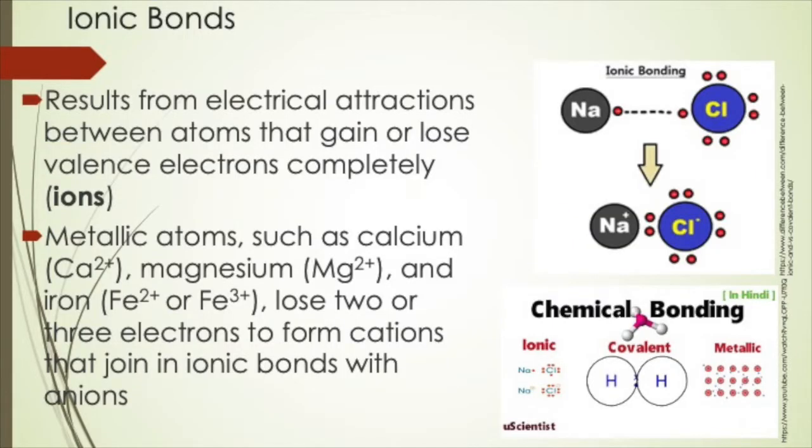Usually ionic bonds are between a metal and a nonmetal. You're going to have one that gains a valence electron and one that loses a valence electron. You're also going to have metallic atoms, such as calcium, magnesium, all these other ones that can lose 2 or 3 electrons. These can form cations that join ionic bonds. These aren't too important, but you can put them together.